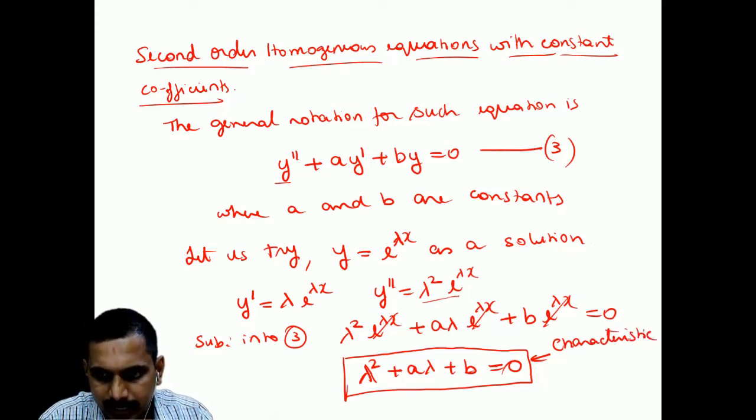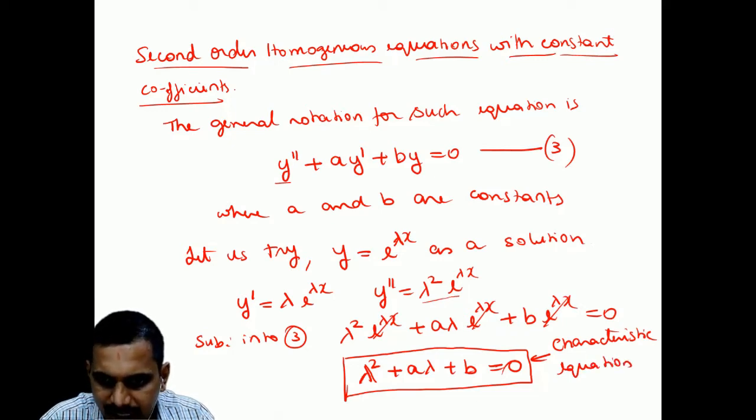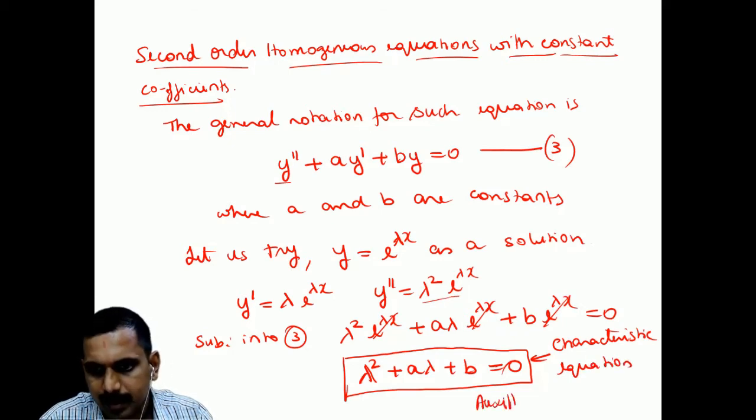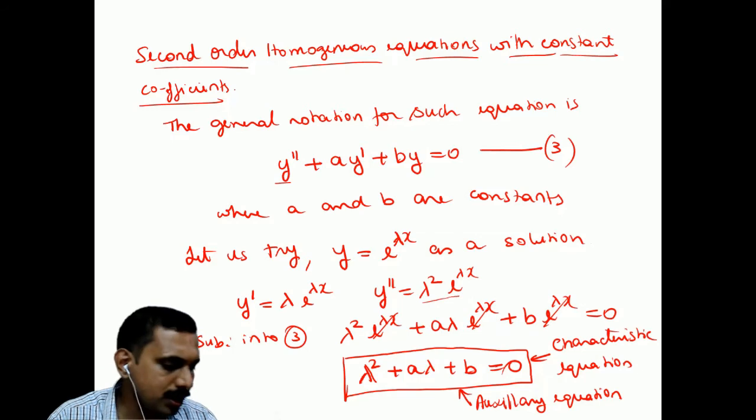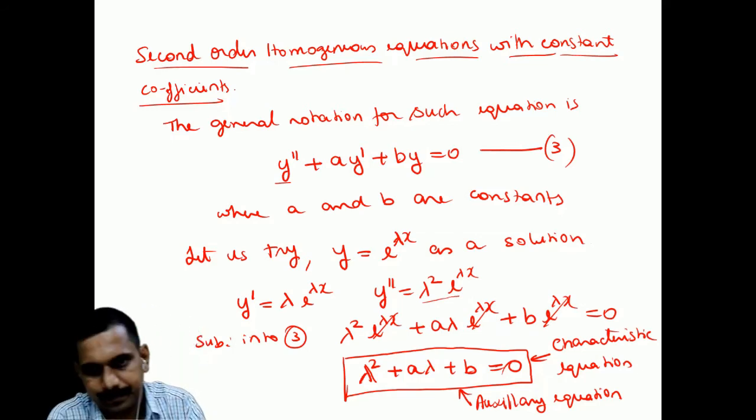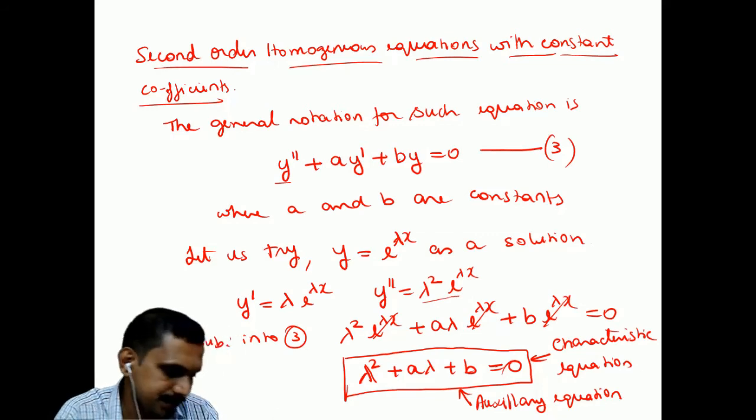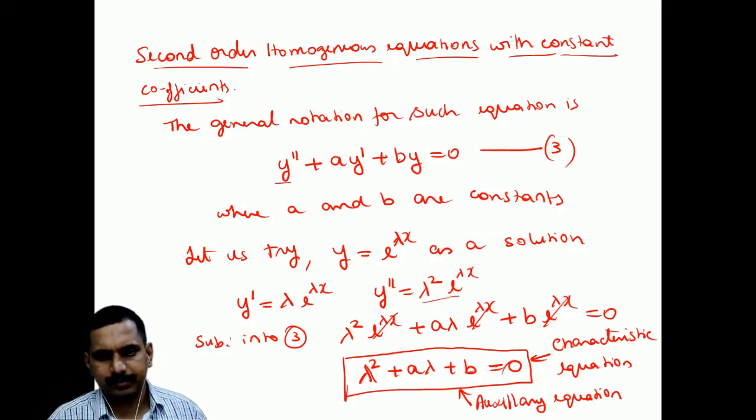This is called the characteristic equation. It is also called the auxiliary equation. Auxiliary equation or characteristic equation, okay? Characteristic equation, yes. It shows the character.